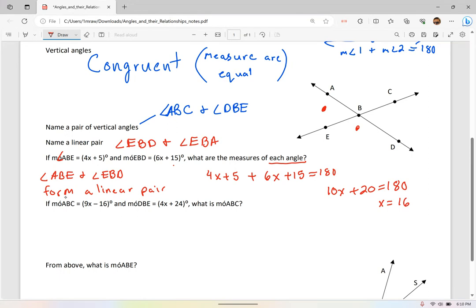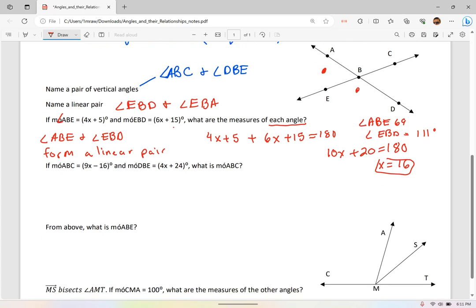Now that we know x is equal to 16, we can plug that in for each angle measure and solve. That would give me angle ABE equals, I believe, 69 degrees, and angle EBD would equal, I believe, 111 degrees. Check that, double check that, plug it back in just in case.